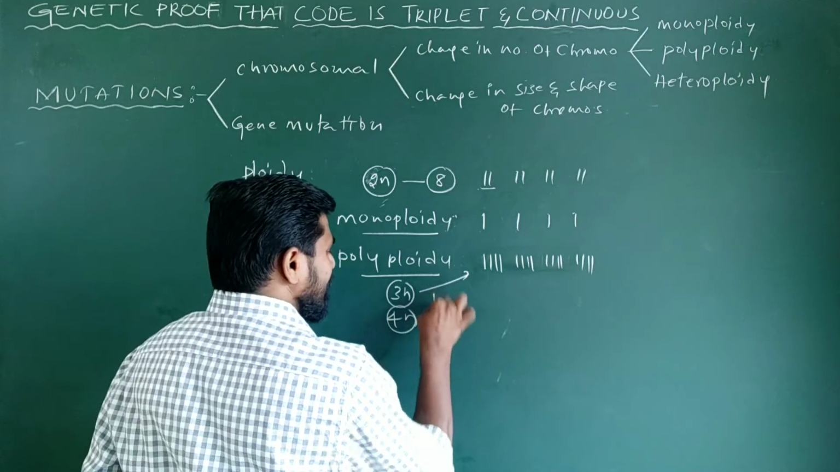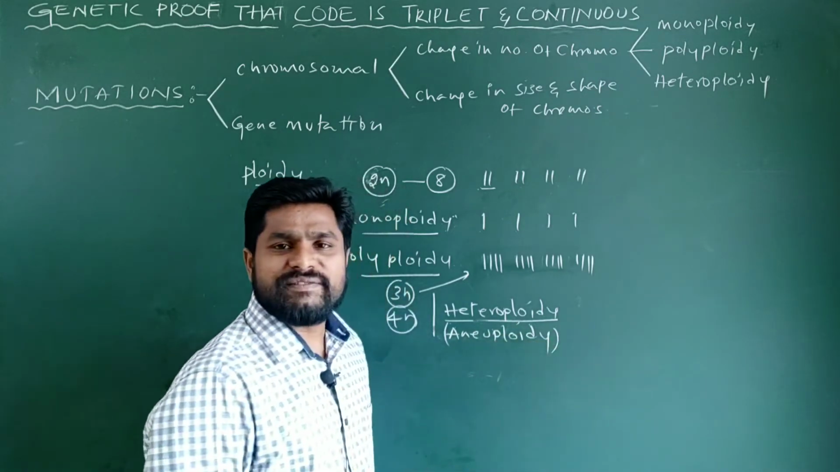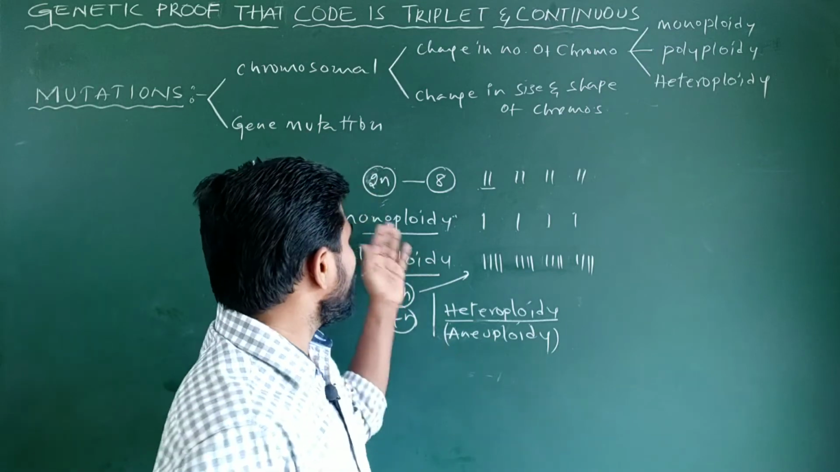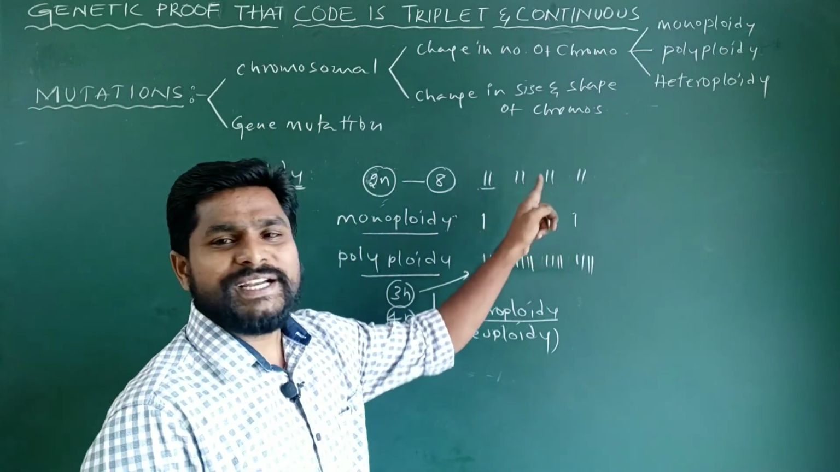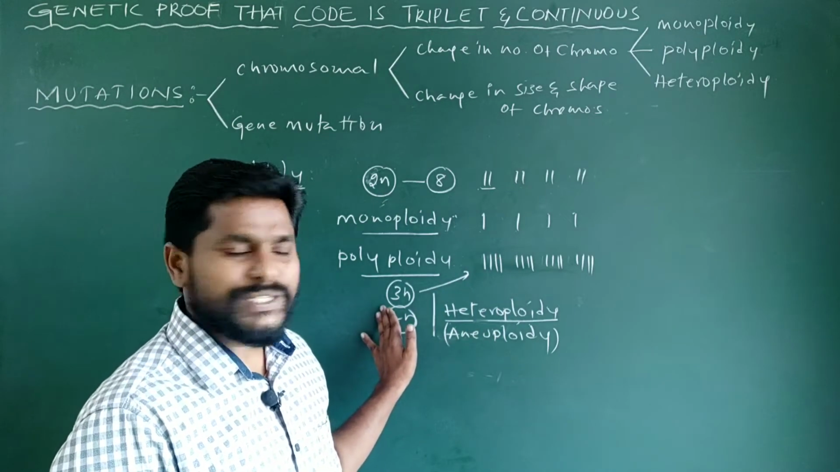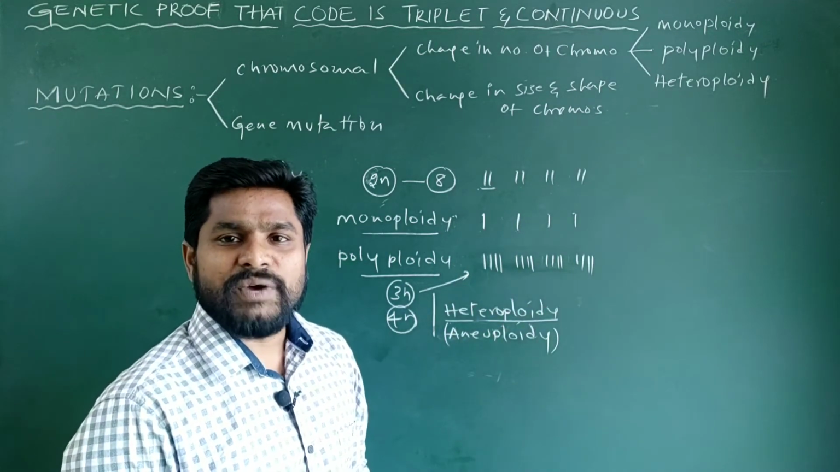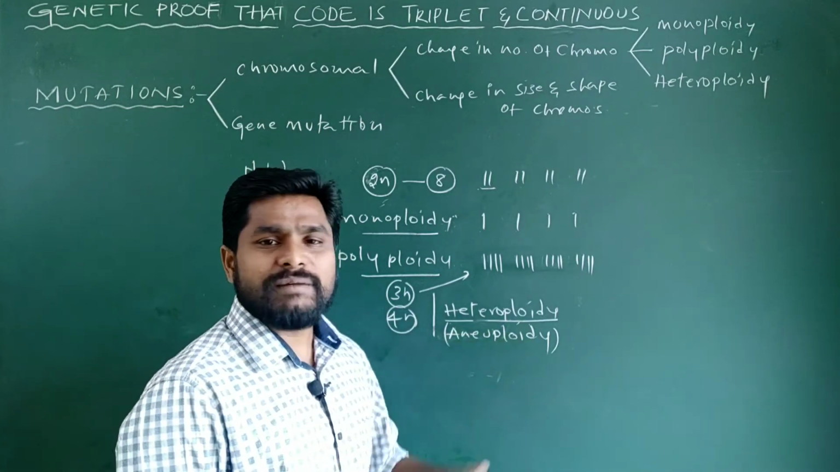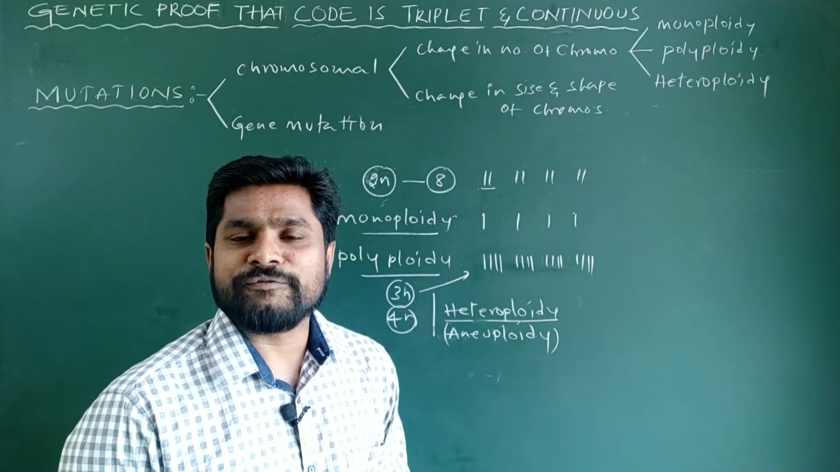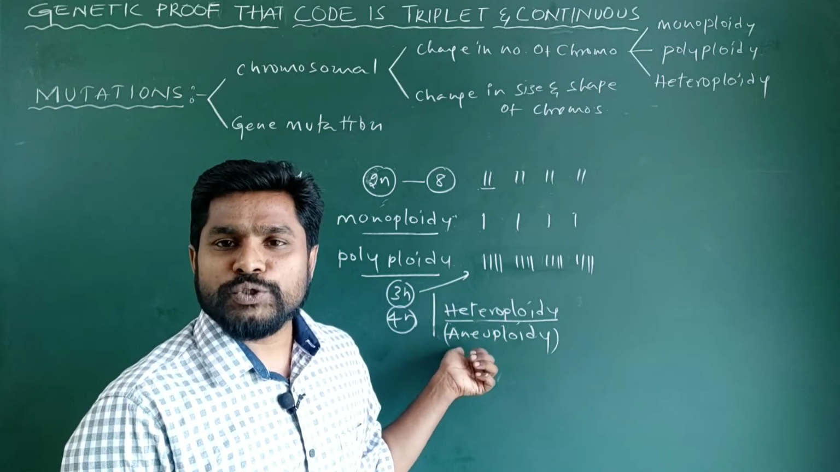And the third one is heteroploidy. This heteroploidy is otherwise called aneuploidy. Heteroploidy can be defined as the addition or deletion of one or more chromosomes to the complete diploid set of an organism. In the case of monoploidy, we have seen a deletion of one complete set of chromosomes from a diploid set of chromosomes. We call it the triploid condition if one additional set of chromosomes is added to the complete diploid set, and the tetraploid condition if two sets are added. But when we come to heteroploidy, it is not about the addition or deletion of complete sets of chromosomes to the normal diploid set of an organism, but the addition or deletion of individual chromosomes to the complete diploid set of chromosomes of an organism.